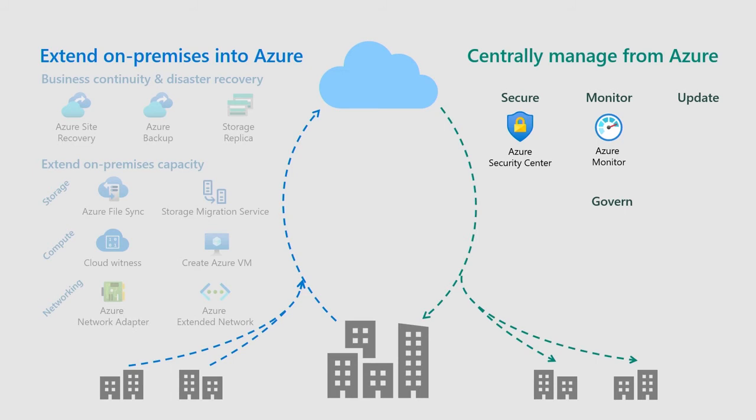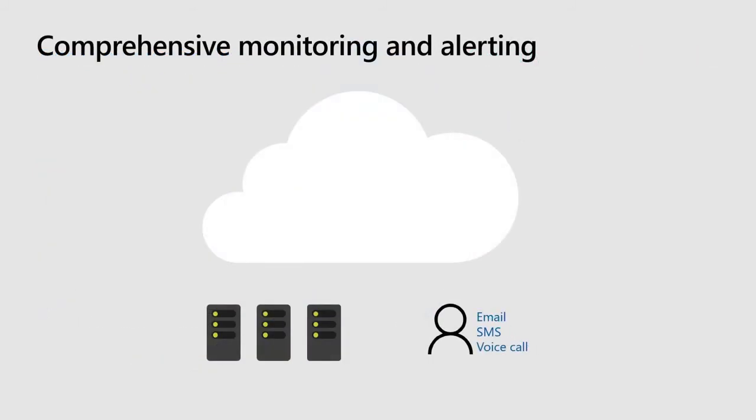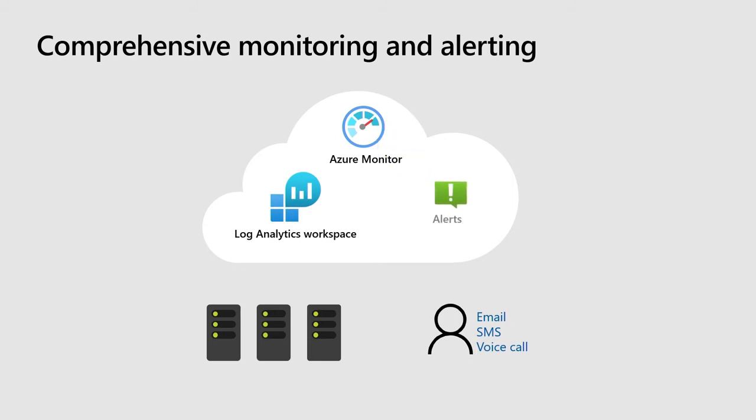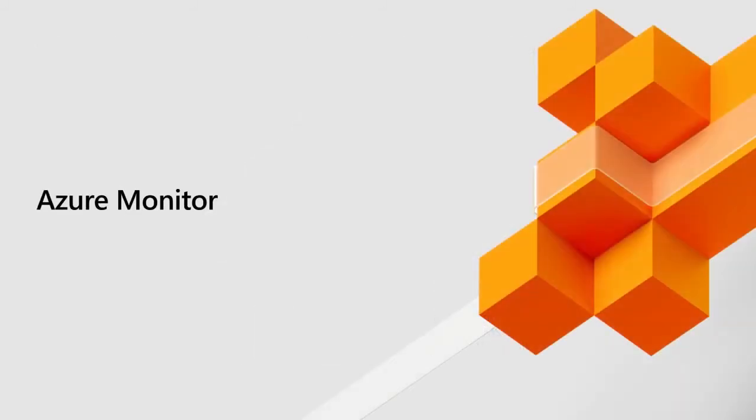So let's take a look at the components that actually create this solution. So for my on-premise servers, they'll be sending up data, the performance counters and event logs, into a Log Analytics workspace, which then Azure Monitor will run queries and analyze that data. And then Azure Monitor will trigger any alerts should they be triggered, and then that will be sent to me as an email, a text, or even a voice call. So let's look at what we can do with Azure Monitor in Windows Admin Center.